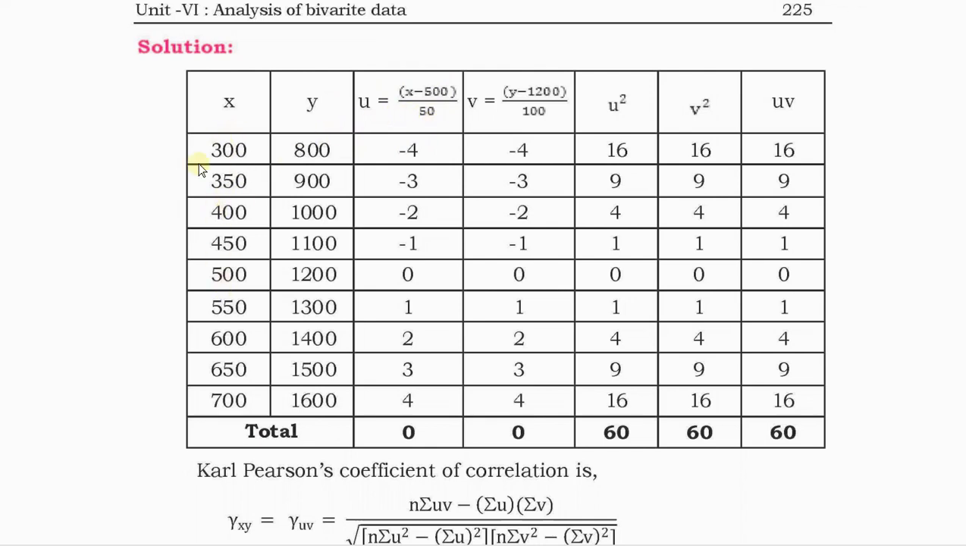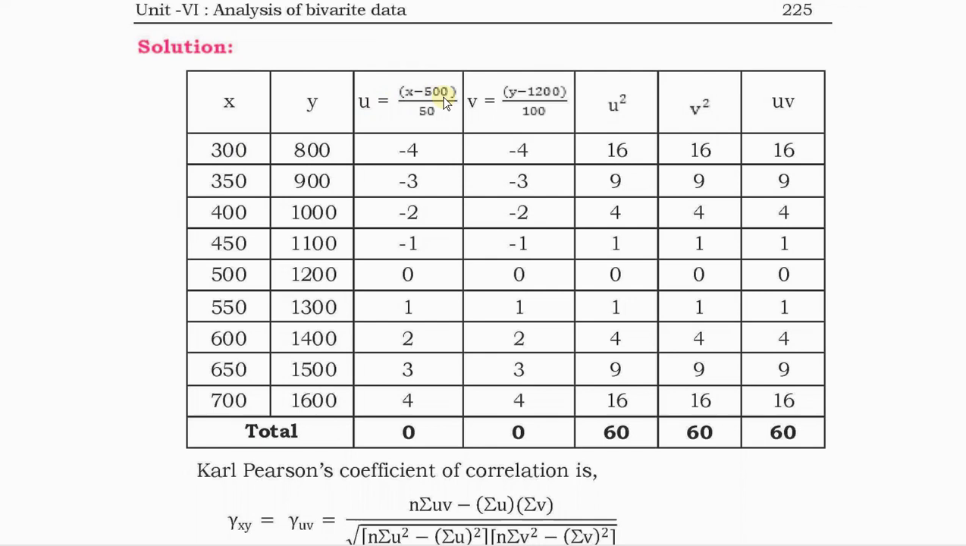So one value has been assumed from x, that is 500, but if you subtract it, still the values will be higher. So in order to reduce the scale here, they have divided it by 50, because the difference between all the values here is 50. Okay. Similarly, for y, they have taken v is equal to y minus 1200 divided by 100, since the difference between any two y values is 100. So u is x minus 500 divided by 50. So let us look at one by one.